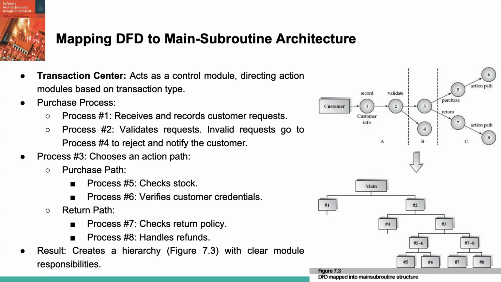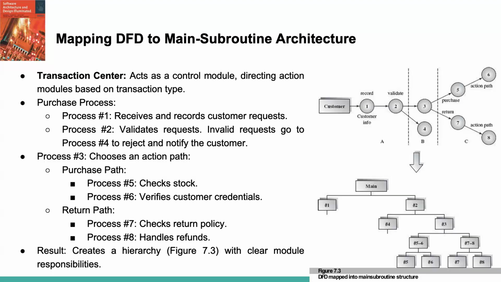Process #1: Receives and records requests. The transaction begins with process #1, which receives and records the customer's request, whether it's for a purchase or a return. Process 2: Validates requests. The request then moves to process 2, where it's validated. If the request is invalid, it's sent to process 4, which handles rejections by notifying the customer of any issues. This ensures only valid requests proceed in the system.